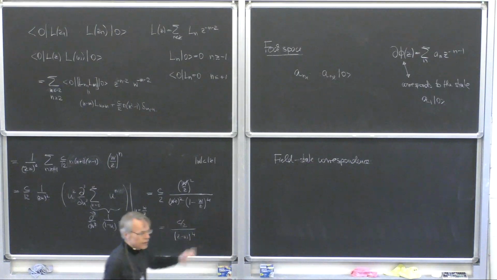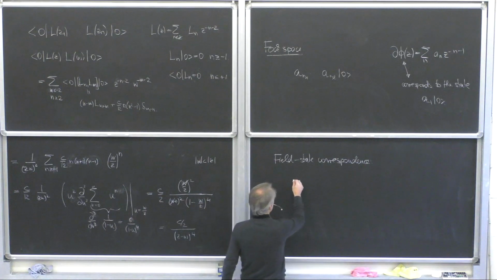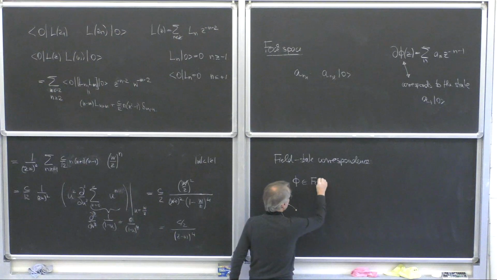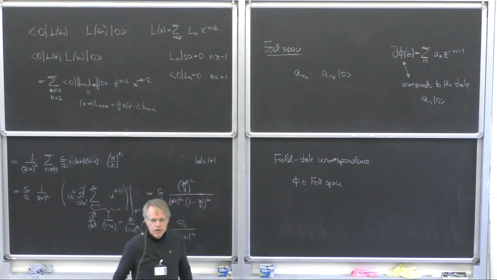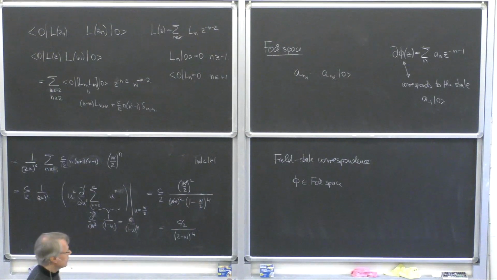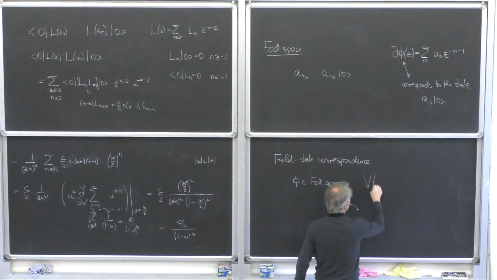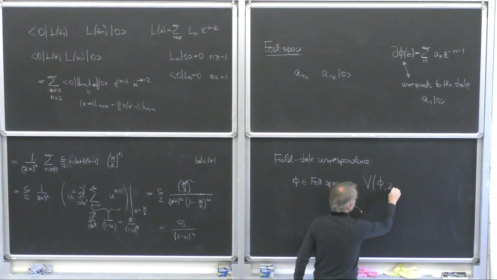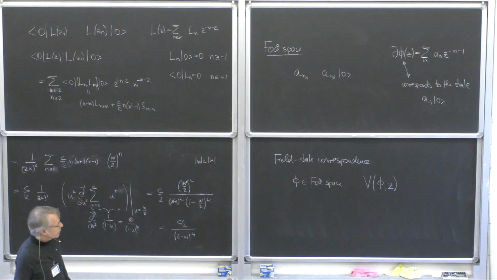So what is this field state correspondence? The idea is that for any state in the Fock space, let's call it phi, an element of the Fock space of your theory. Now, for the moment, you may think of this as being this free boson, but that will be true for any conformal field theory. There should be a vertex operator, which we call V phi of z, and V phi of z should have the following property.